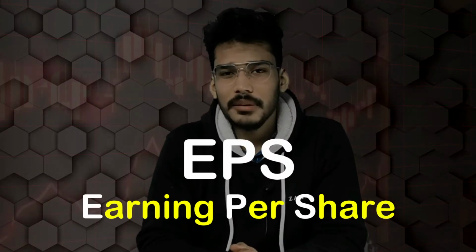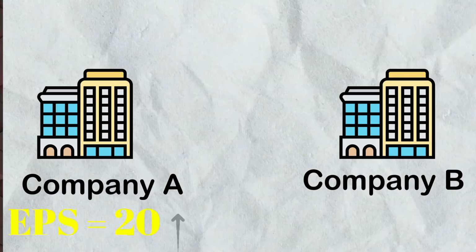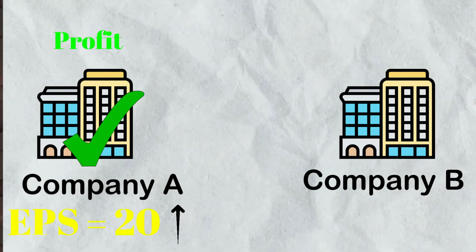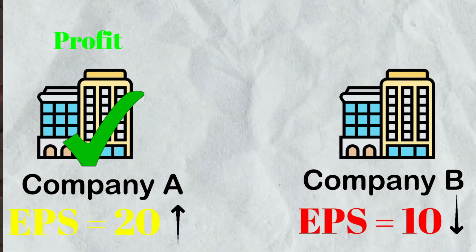What is EPS? Earning per share. Earning per share is basically an indicator of a company. If EPS is high, that means कि company अच्छा कर रही है, and if EPS is low, that means the company makes some losses. If you consider any share, make sure that EPS of that company should be high.